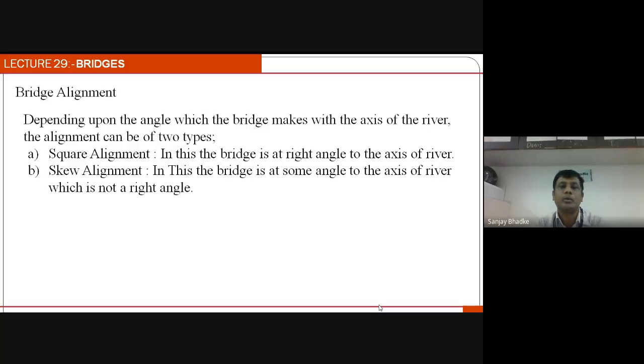Normally there are two types of alignment we use: one is square alignment and the second is skew alignment. In square alignment, the bridge is at right angle to the axis of the river. In skew alignment, the bridge is not at a right angle to the axis of the river. So in case of square alignment there should be a right angle, and in case of skew alignment you can use any other angle.